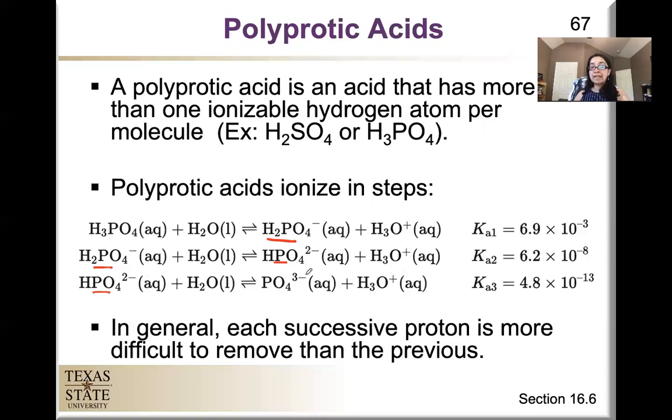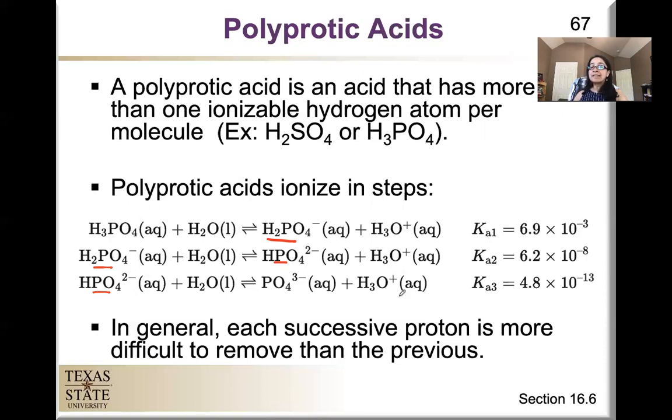Each of these steps, each of these ionization steps, is associated with a respective Ka. So we have Ka1, Ka2, and Ka3. And I want you to notice the values. Notice that they decrease at every step, and they decrease quite significantly.